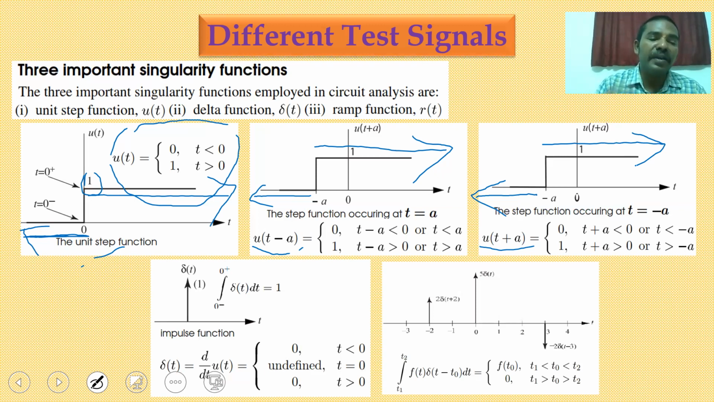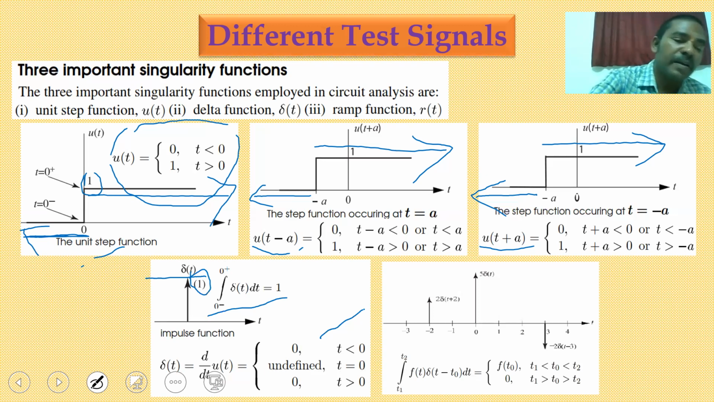If it is a unit impulse, at t equal to 0 it must be 1. So the integral from 0 minus to 0 plus of delta of t dt is equal to 1. Then you can say that it is a unit impulse function. So the general function can be defined as delta of t is equal to du of t by dt: 0 for t less than 0, undefined at t equal to 0, and 0 for t greater than 0.